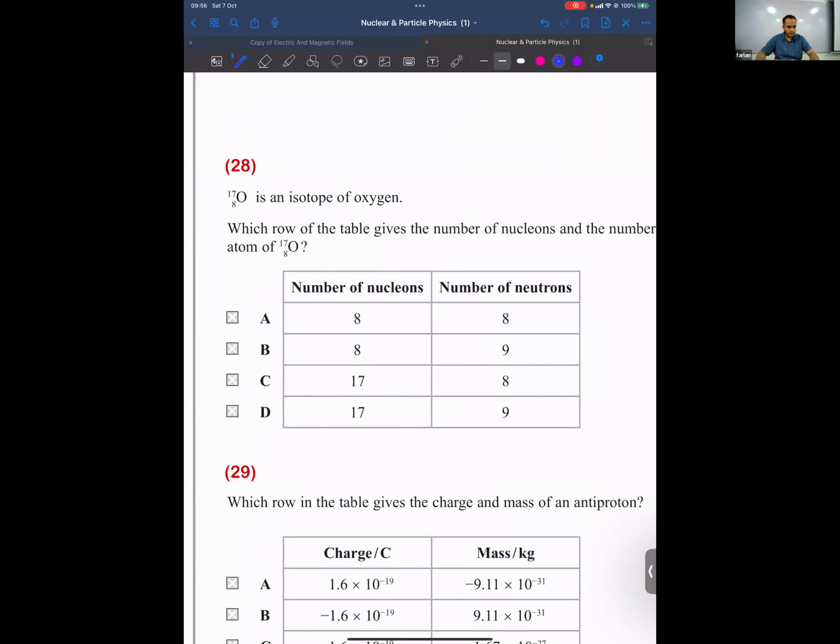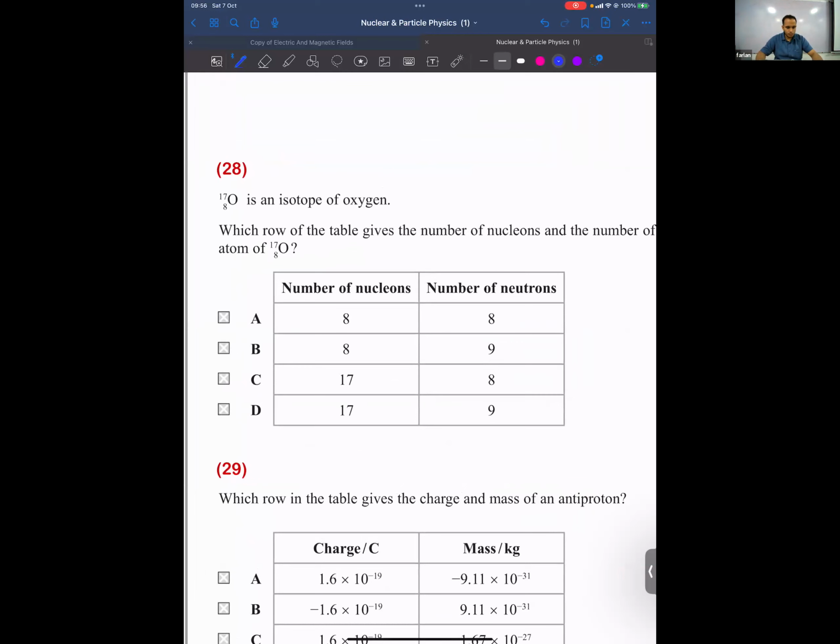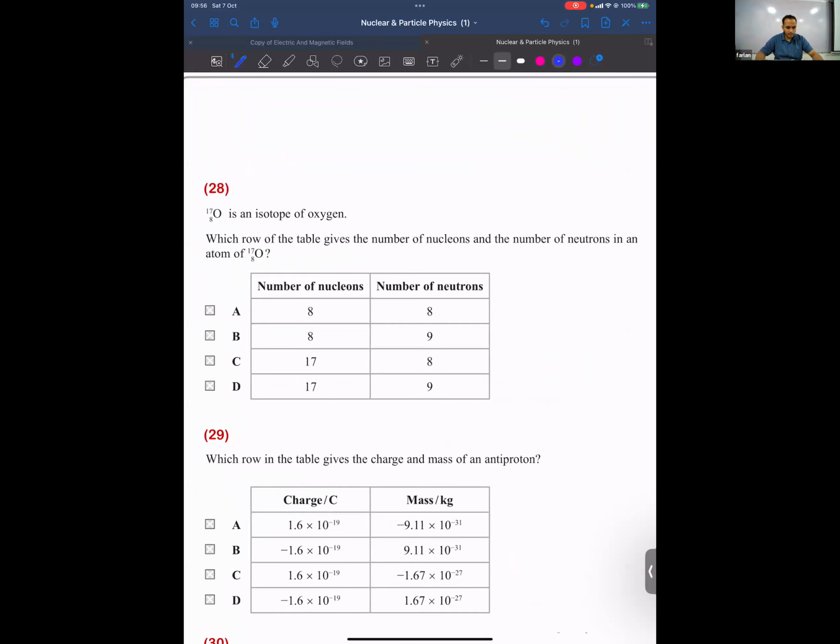Question 28. 17.8 O is an isotope of oxygen. Which row of the table gives the number of nucleons and the number of neutrons in the atom? So guys, the number of nucleons is 17. The number of protons is 8. So the number of neutrons will be 17 minus 8, that is 9. So the number of nucleons is 17 and the number of neutrons is 9. The answer is D. Am I right? Okay.